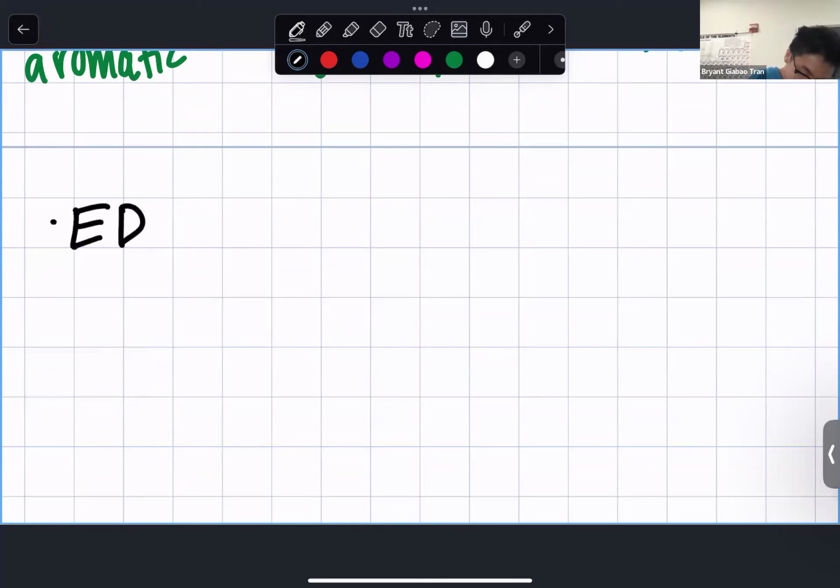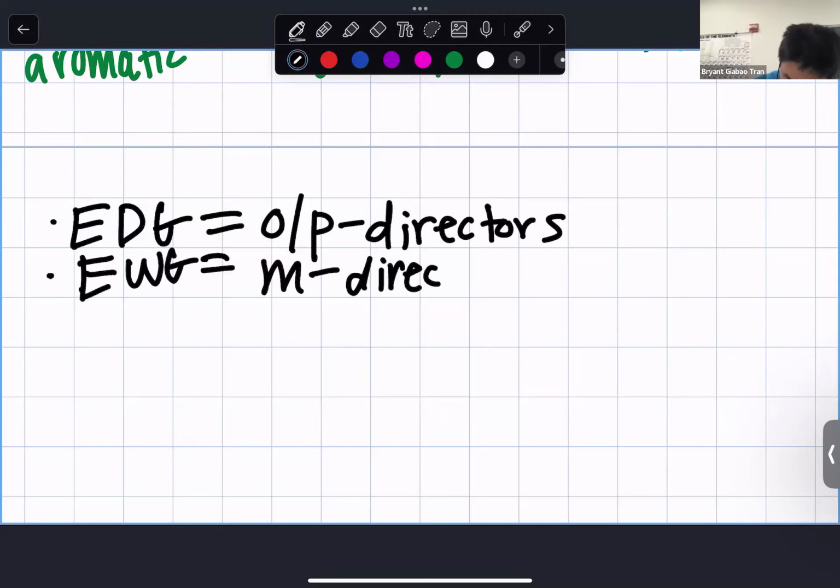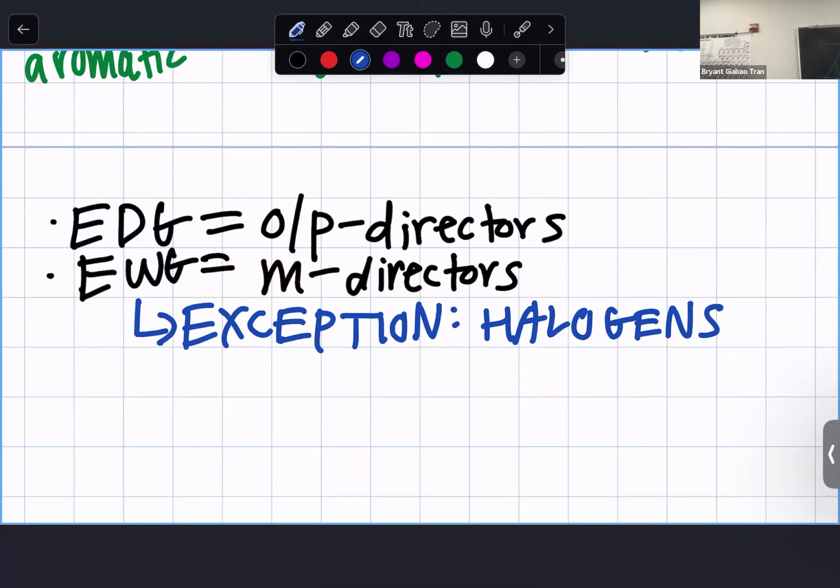So let me just say that EDGs are ortho para directors. And I'll explain this. EWGs are meta directors. And the exception for EWG are halogens, exception. And I'll go over that as well. So director means that the electrophile will add in a certain carbon relative to the EDG or EWG.